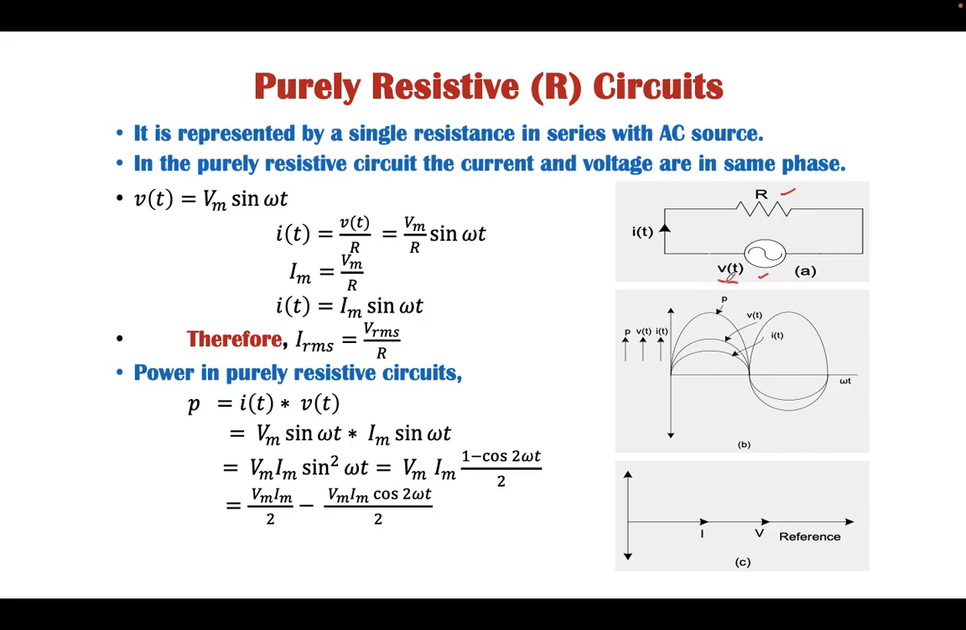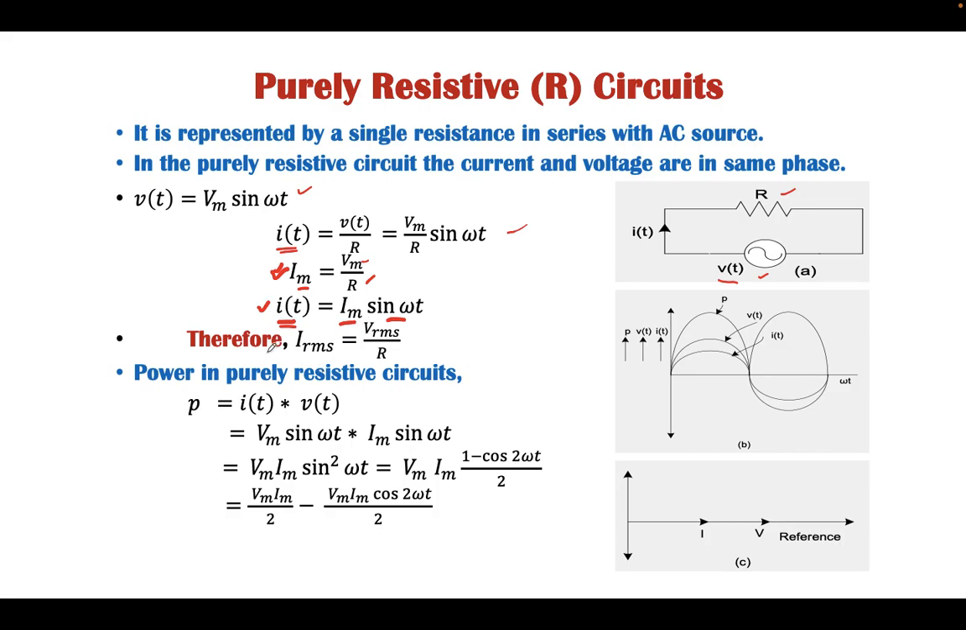AC instantaneous value is given by v(t) equals Vm sin omega t. Then the current flowing in this circuit when the supply is AC will also be AC, which is given by v(t) by R. Putting the instantaneous value, Vm sin omega t upon R. This component will remain constant and hence is represented as Im, and simplifying this function as a current wave, i(t) is equal to Im sin omega t. Here Im is equal to Vm by R.